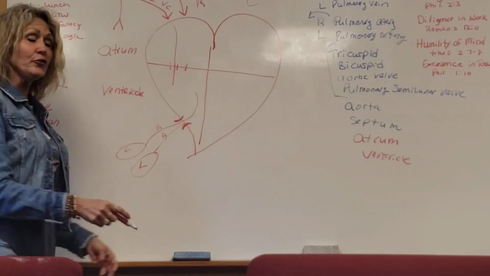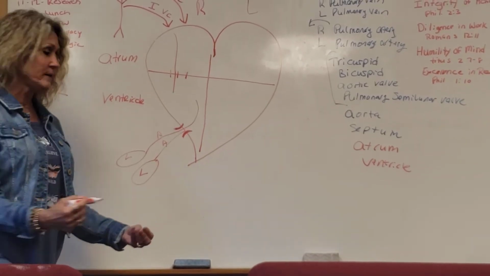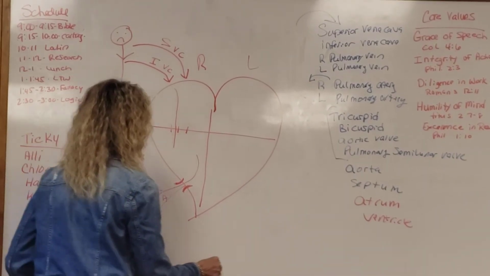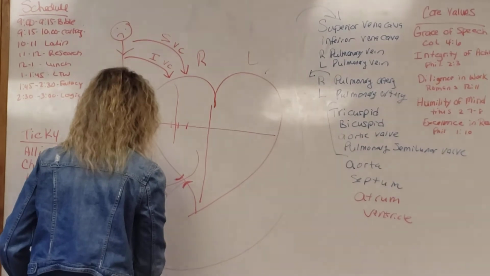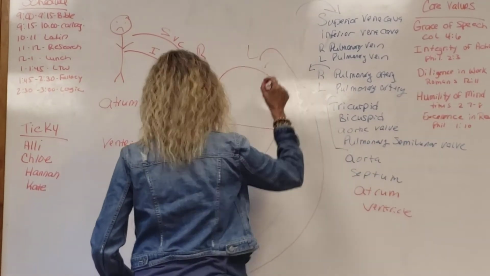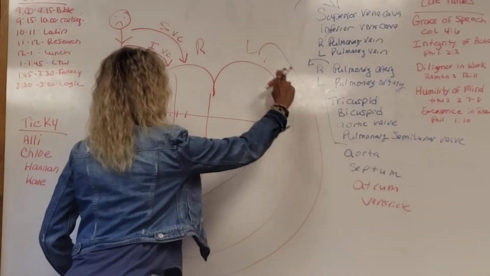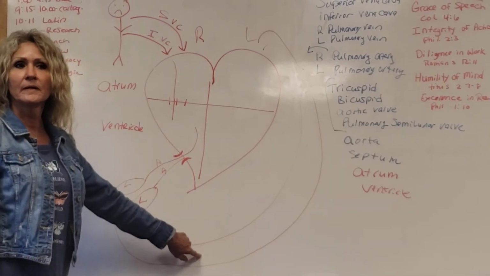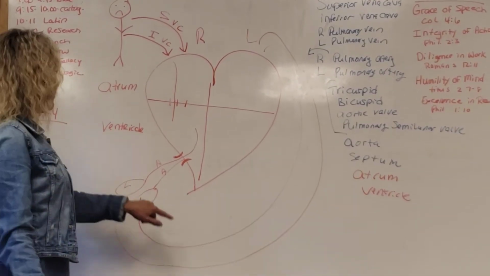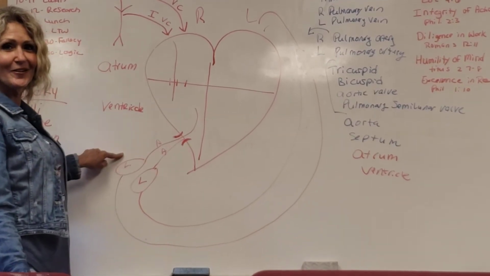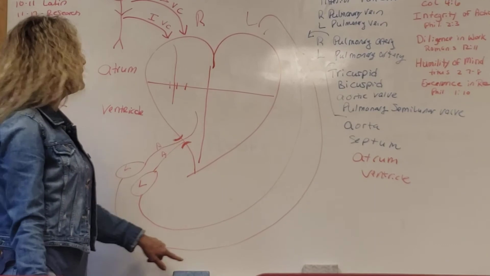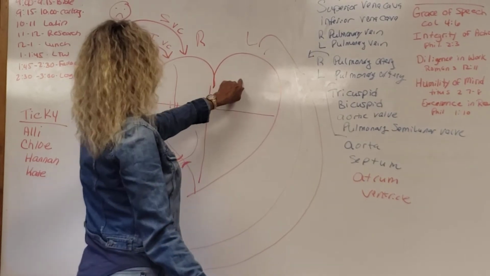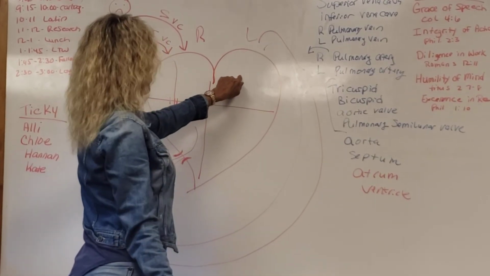If it's traveling back to the heart, what highway is it traveling on? Veins, because it's traveling back to the heart. The blood enters the atrium. What's the name of these veins? Pulmonary veins, because it's dealing with the lungs. It's entering the left atrium. The blood doesn't need a valve to enter; the veins enter straight into the atrium.